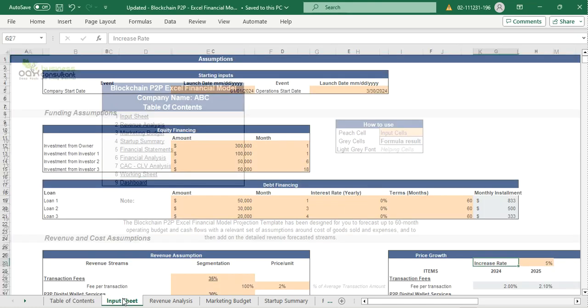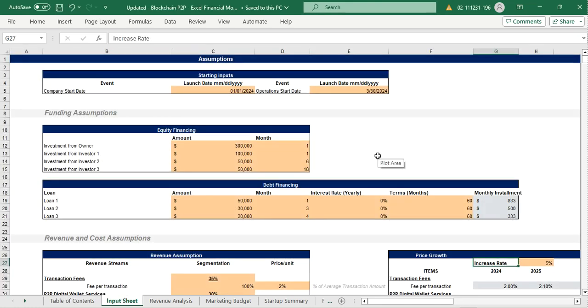Starting with the financial model, firstly we have an important component of the model which is input sheet. Input sheet contains some important assumptions. For example, company start date, operations date, funding assumptions, equity financing, debt financing.